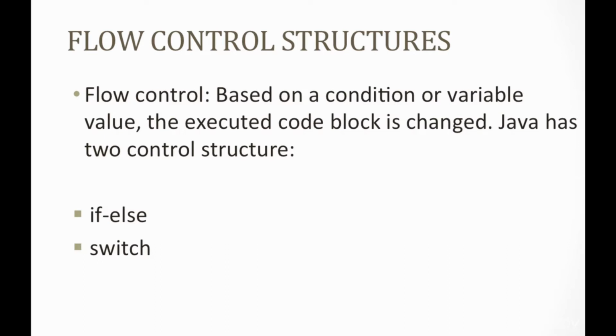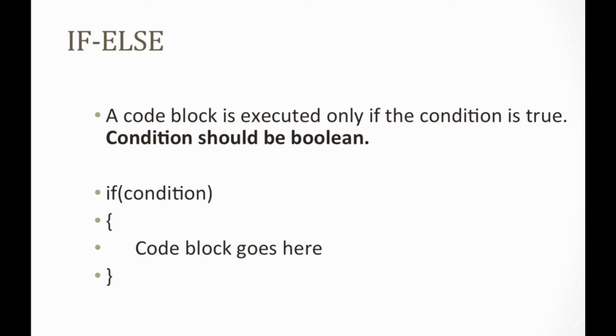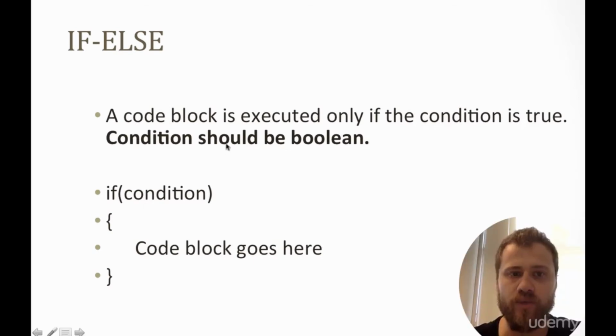Now let's talk about if and else statements. A code block is executed only if a condition is true. The condition should be boolean. So this is the syntax. We put the condition here. This condition might be a number comparison, a string comparison, or a value comparison, or anything else that can be evaluated as a boolean result.